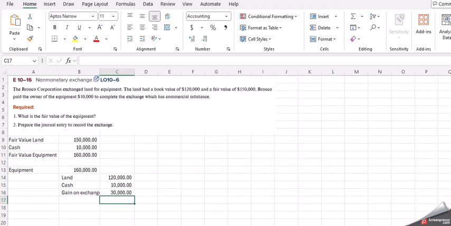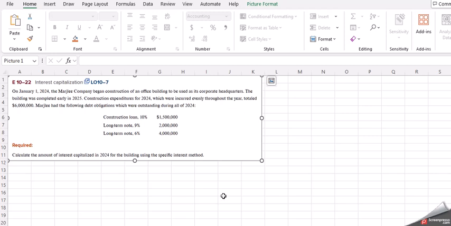Okay, and I think that's our last one. Is that true? Oh, I wanted to do an interest capitalization one as well. So let's see. Oh no, I do have one. Okay, perfect. Okay, so then here it is.